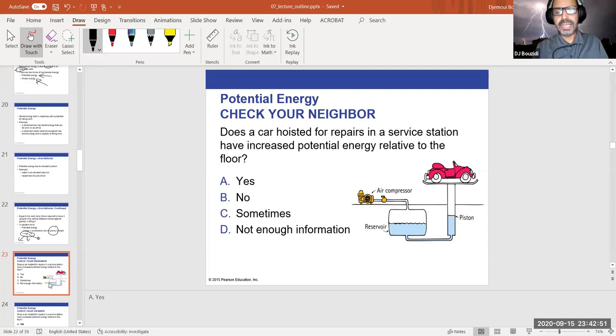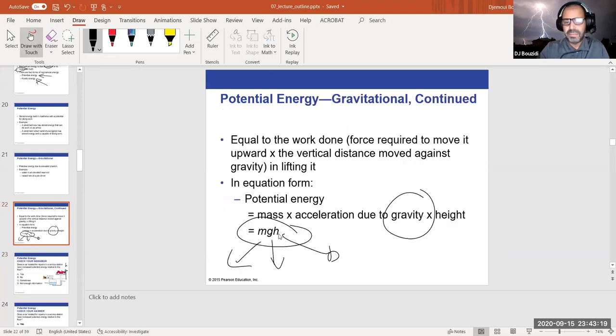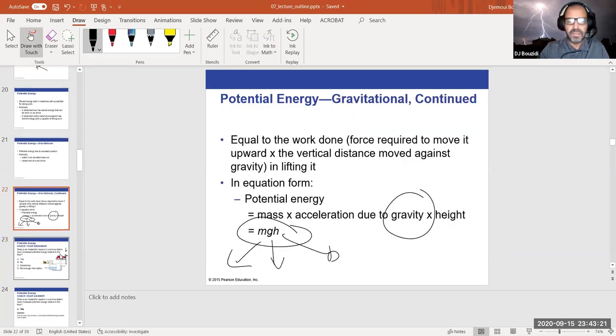Okay, does a car hoisted for repairs in a service station have increased potential energy? Yes, now it gained H, it has higher H. Case in point, cut this power source and you will see what happened to it. It's going to fall back, okay? So yes. Any object, you raise it, it has potential energy. If you drop it, it's going to lose that potential and convert it back to kinetic. So that's where the H comes in. That's what that H is.